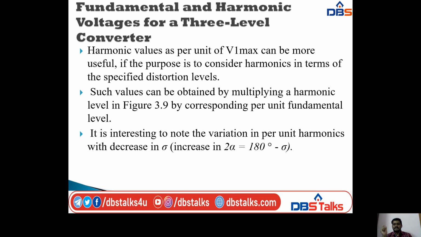It is interesting to note the variation in per unit harmonics with decrease in sigma. If you observe diagram 3.9, whenever the sigma value decreases, the variation in per unit harmonics increases, with alpha equal to 180 minus sigma. This is the increase in the alpha value, that is 180 minus sigma.